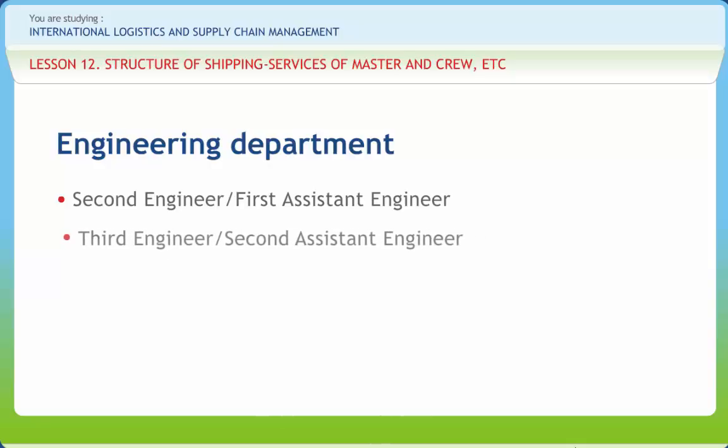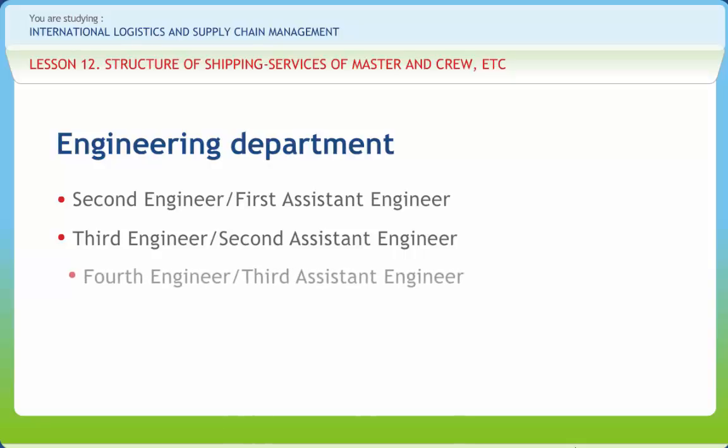The third engineer or second assistant engineer is junior to the second engineer or first assistant engineer in the engine department and is usually in charge of boilers, fuel, auxiliary engines, condensate and feed systems.